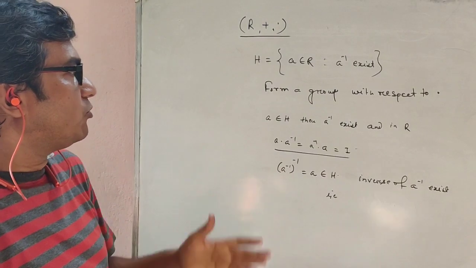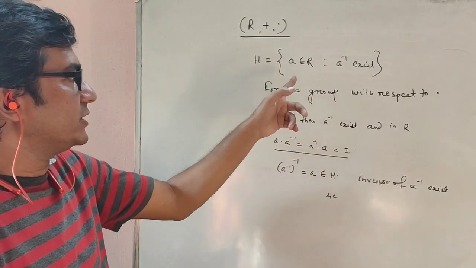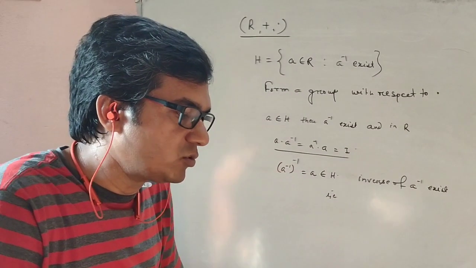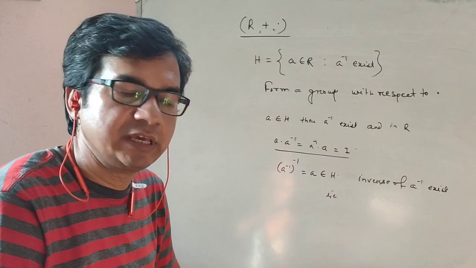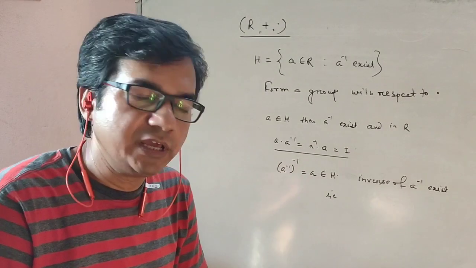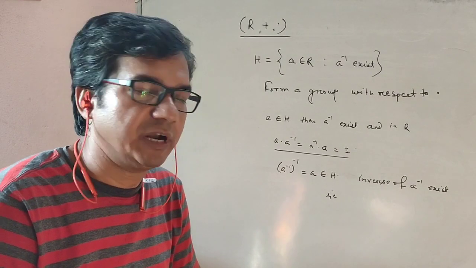So all four properties of a group are satisfied by H. So we can say that the set of all units in a ring R with unity forms a group with respect to multiplication.